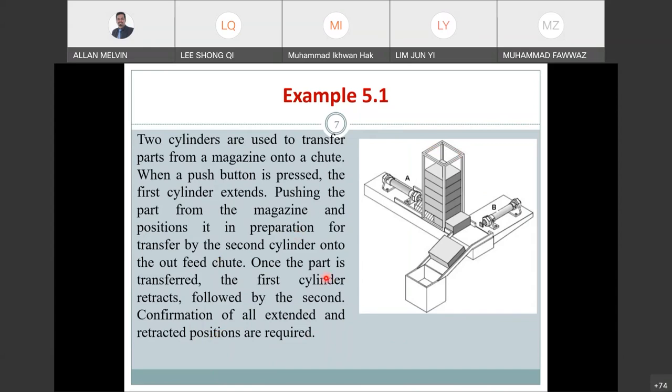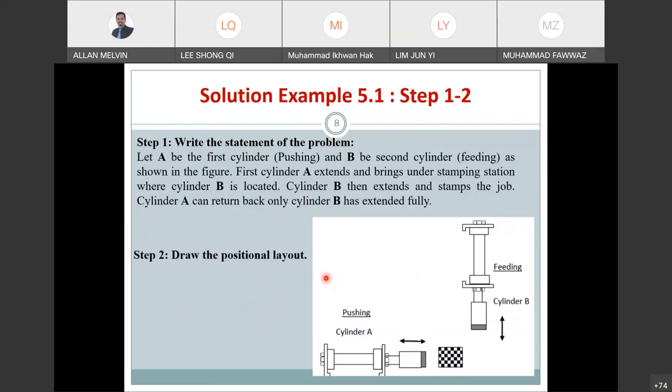Okay. You see for this example 5.1. How you can answer this question? You need to start step by step. I always encourage the example look is step by step like this. First write the statement of the problem. So let it be the first cylinder and second cylinder. So cylinder A is for pushing, the B is for feeding. So you have two cylinders. So with the positional sketch, you say you have a workpiece, you have a cylinder, so it's pushing, then feeding.